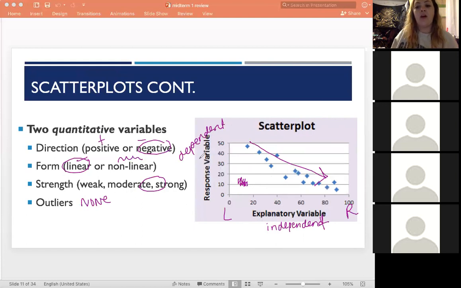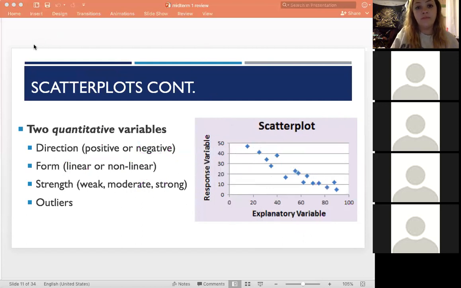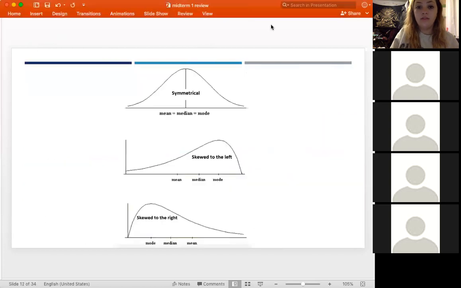Variable is going to be on the y-axis. So remember that, something to keep in mind when you're making a scatter plot in your spare time on the weekends.